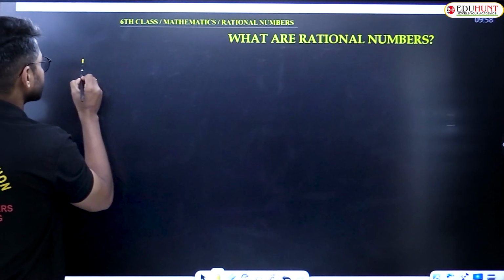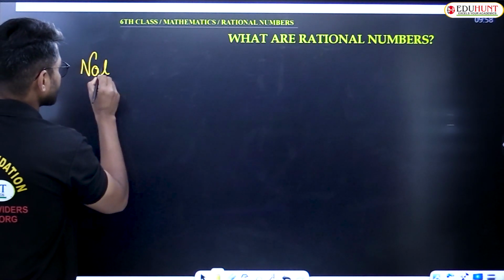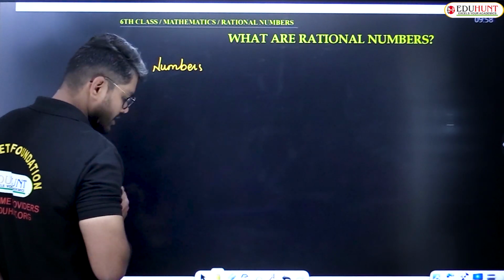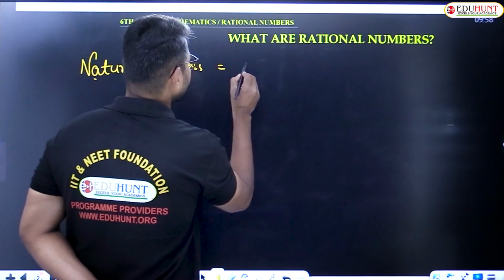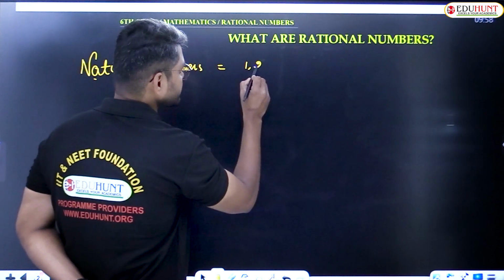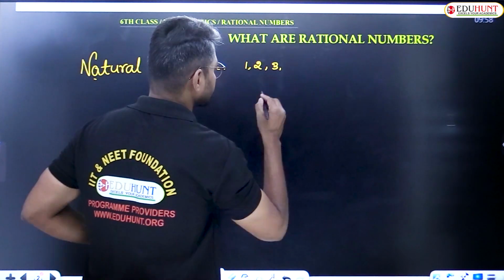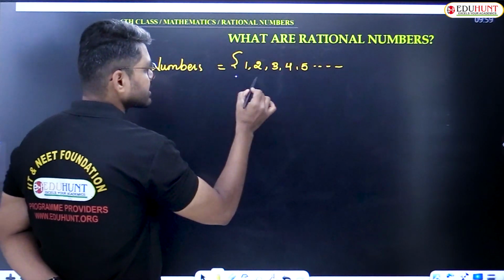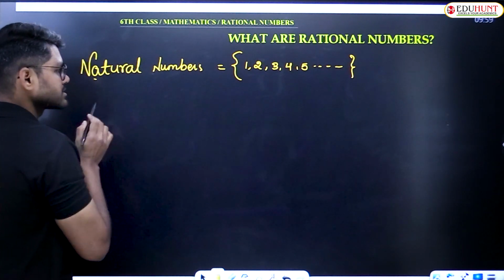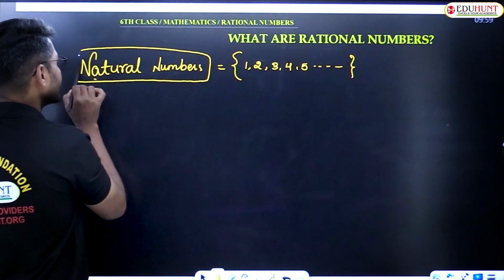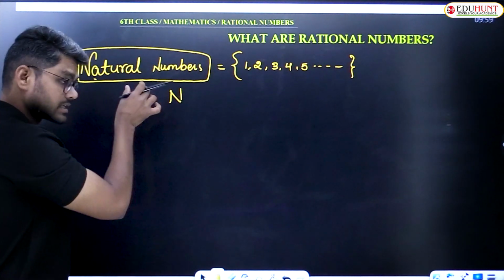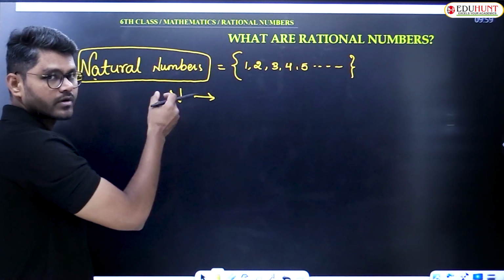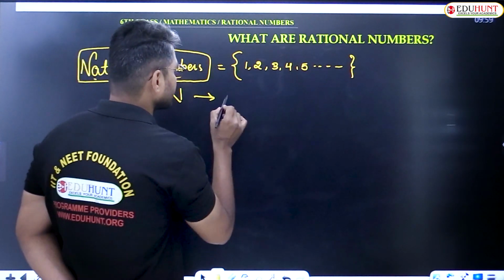Natural numbers. Natural numbers start from 1, continue, and so on like this. This is a set. These natural numbers are denoted by the letter N. These are also called counting numbers because we start counting from 1, not from any other number.